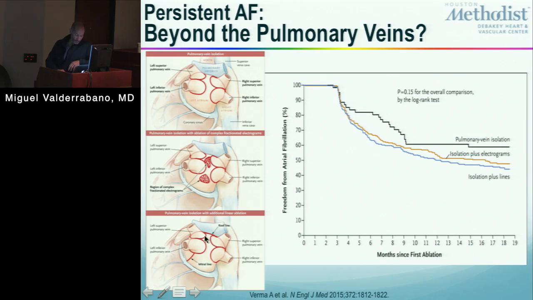And in another group, they looked at different lines, so a roof line and a mitral annular line. The results showed that basically it's the same. We are stuck with a success rate in the 50s and 60s after more than one procedure for persistent AFib, in part because we don't understand it.